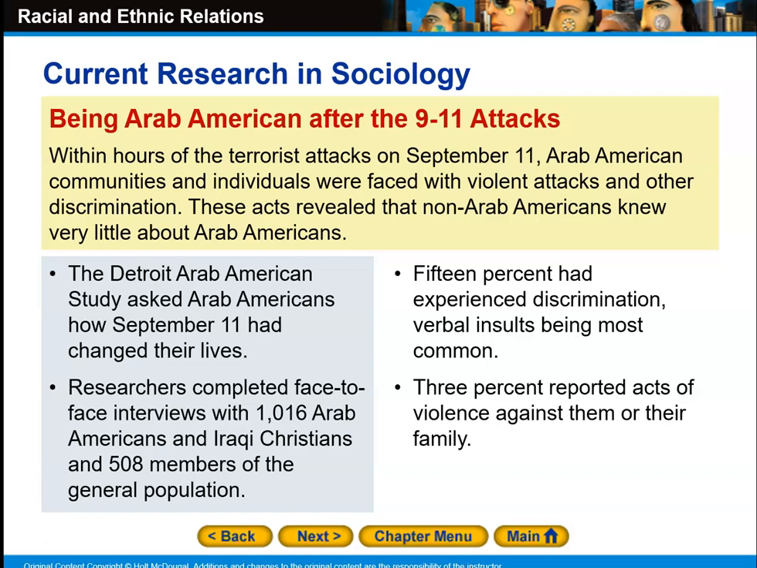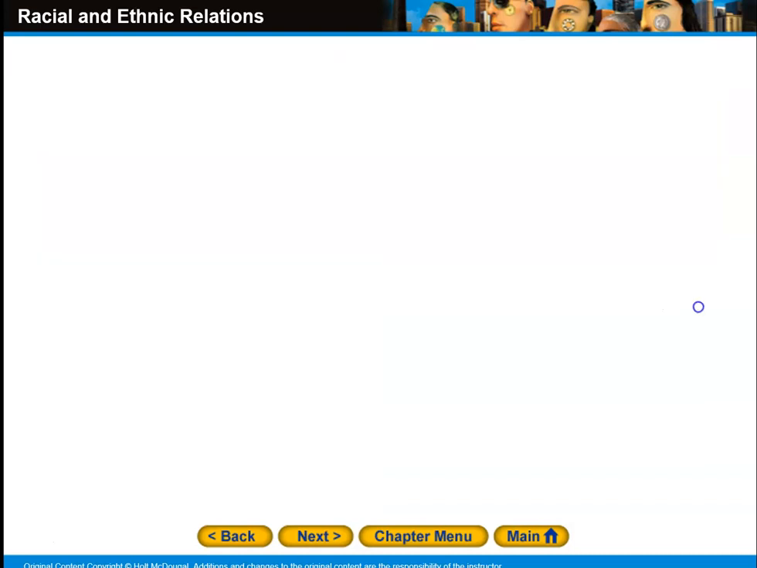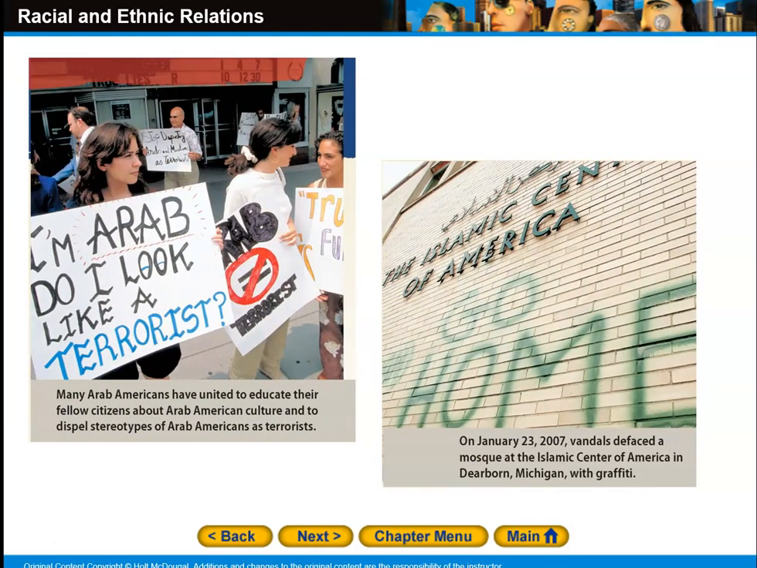15% had experienced discrimination, such as verbal insults being the most common. 3% reported acts of violence against them or their family. Many Arab Americans have united to educate their fellow citizens about Arab American culture and to dispel stereotypes of Arab Americans as terrorists. On January 23rd of 2007, vandals defaced a mosque in the Islamic Center of America in Dearborn, Michigan.